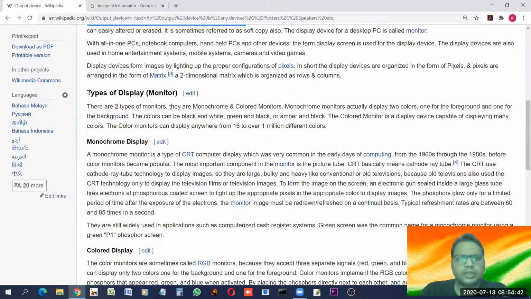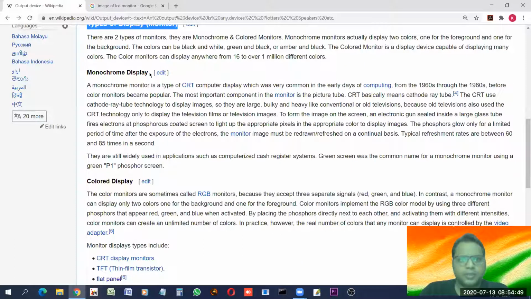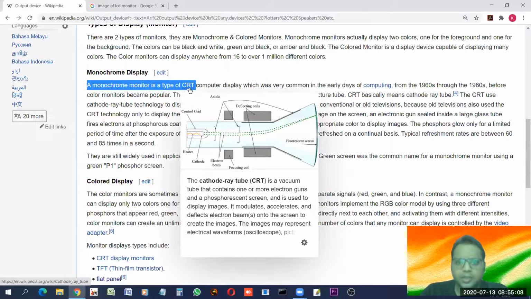Now the types of display, or types of monitor. The first one here is the monochrome display. I just told you that various technologies are used for making various devices, and one of these is monochrome. It is one of the older devices. A monochrome monitor is a type of CRT. Now what is CRT? I'll discuss. CRT's full form is cathode ray tube.